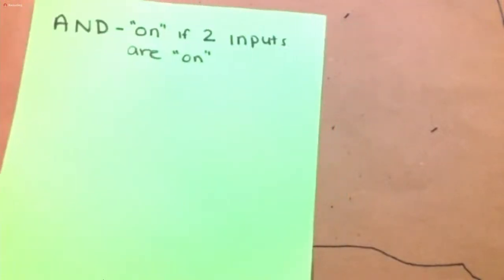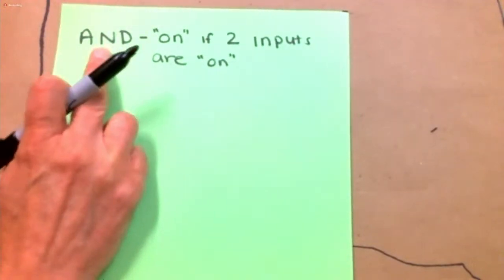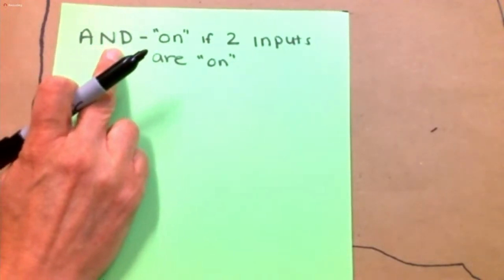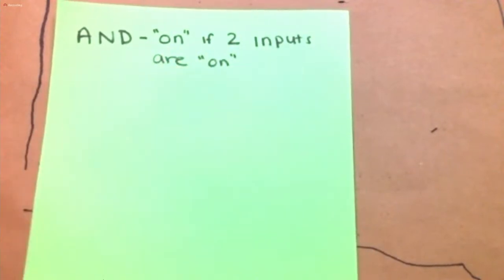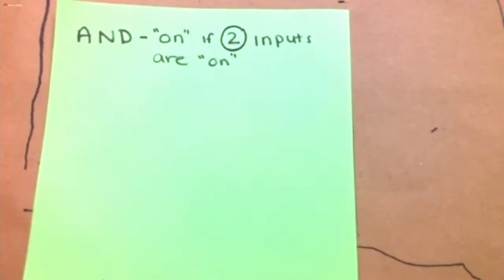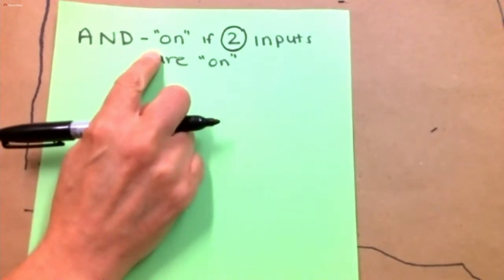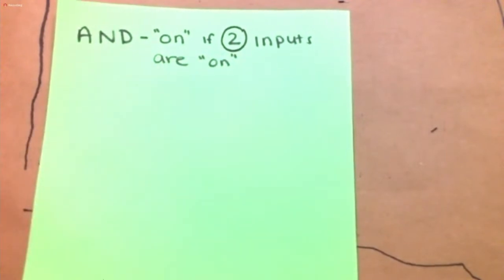Then I'm going to move on to the other two gates. Now these are compound gates. The first one we're going to look at is the AND gate. By definition, an AND gate, or an AND operator, is on only if the two inputs are on. So this is different with the AND gate in that there are two inputs. And again, this is how AND is defined: if two inputs are on, then it outputs an on.